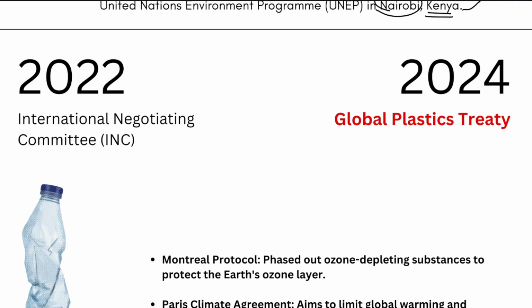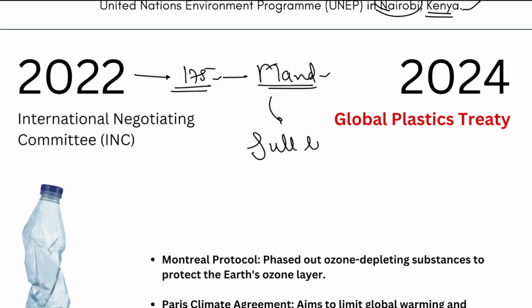So in 2022, 175 countries, a significant number of countries, party to the United Nations Environment Assembly, that is UNEA, signed a mandate. And what was this mandate about? It makes it legally binding for the signatories to address the full life of plastic.